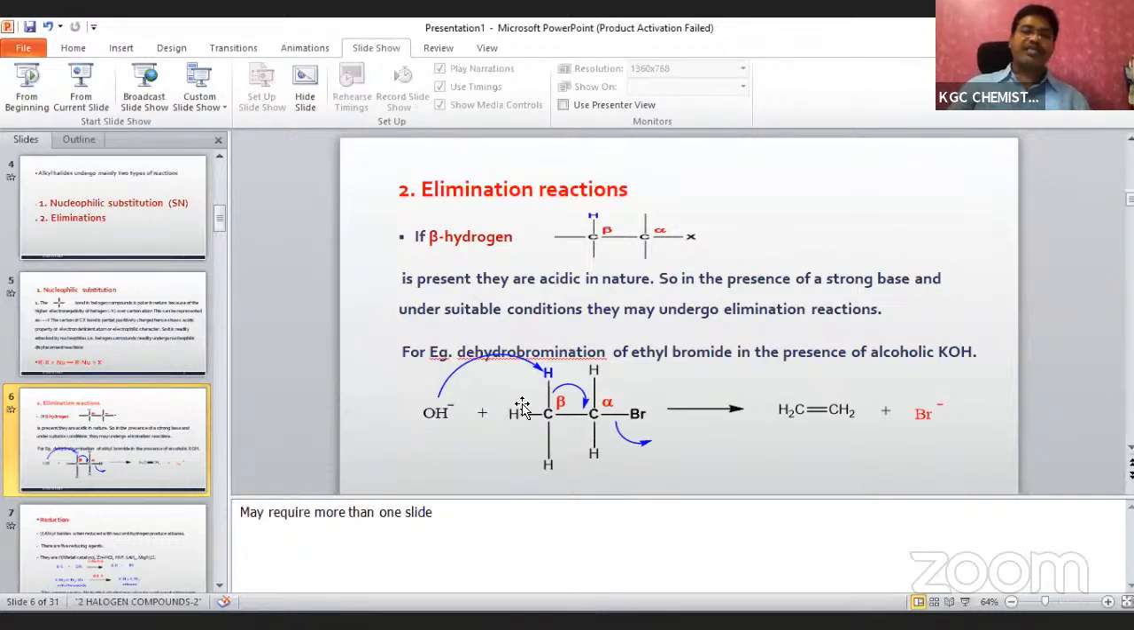Here this OH minus will take this hydrogen. At the same time, the bond between the carbon and hydrogen shifts to between these two carbon atoms. Then simultaneously the bromine is removed as Br minus. This H is taken by OH minus, that's why H2O is formed. Because this bond is shifted to here, this bond is removed. That's why it results in the formation of a carbon-carbon double bond. That is, in an elimination reaction, the carbon-carbon single bond becomes a carbon-carbon double bond.